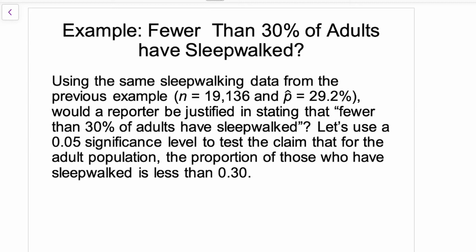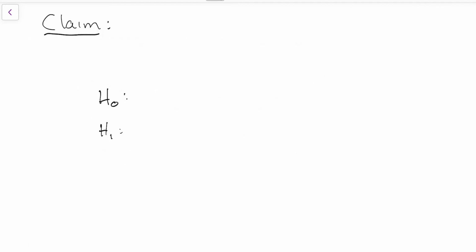And so what we have to do, again, first is come up with our hypotheses, then determine the critical region. Third, find our test statistic. Fourth, determine whether the test statistic falls inside of our critical region. And lastly, whether that does or does not fall inside the critical region, we can reject or fail to reject the null hypothesis. So let's continue. Our claim is fewer than 30% of adults have sleepwalked. As symbols, this would be p < 0.30.